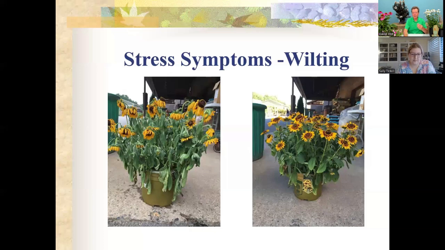The client in this case wasn't even a gardener. They just bought this because it was a pretty ornament to put at the front door. But trying to explain this is what happens when a plant's not getting sufficient moisture. Probably clear to most of us as gardeners.